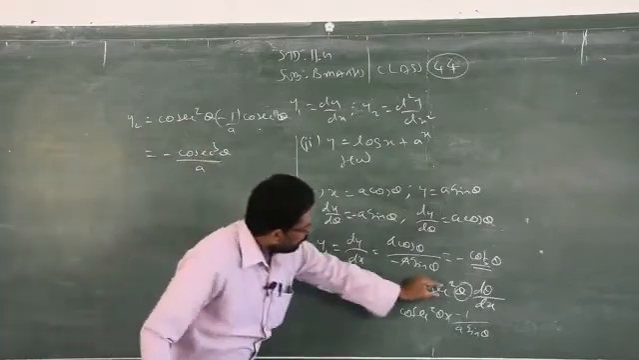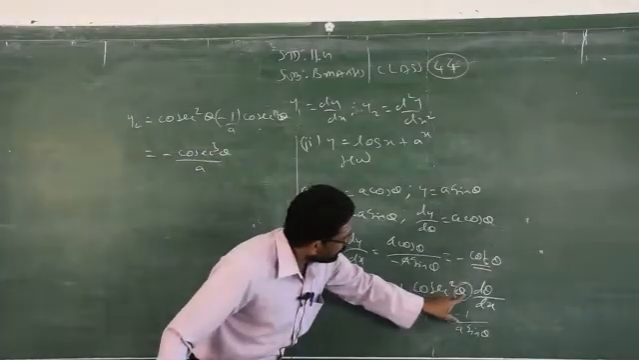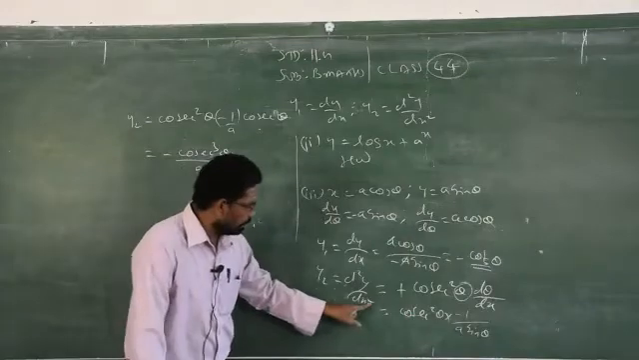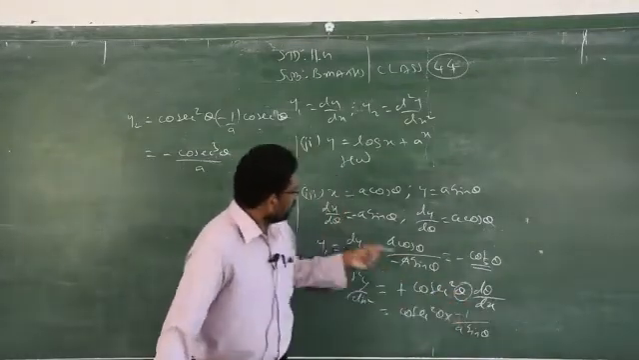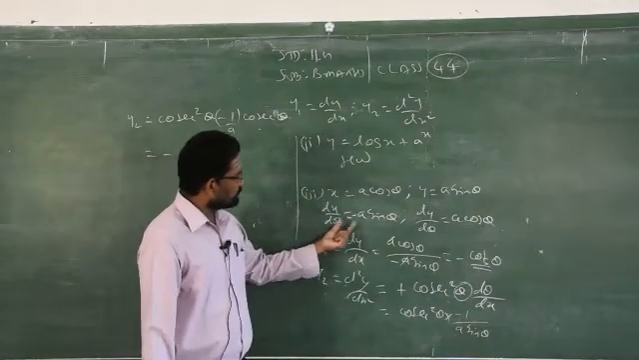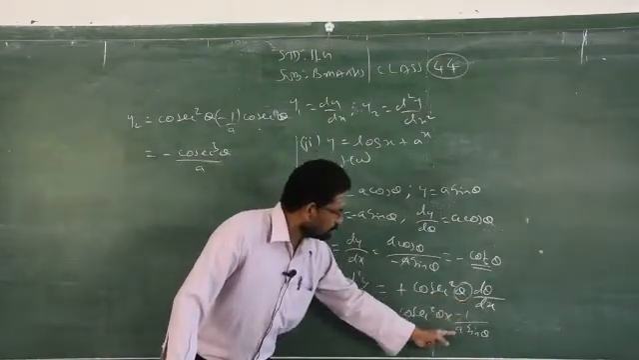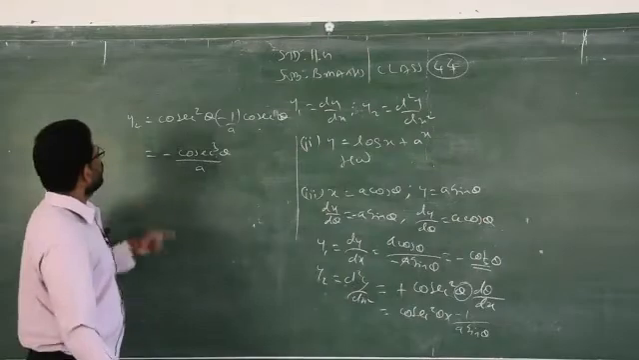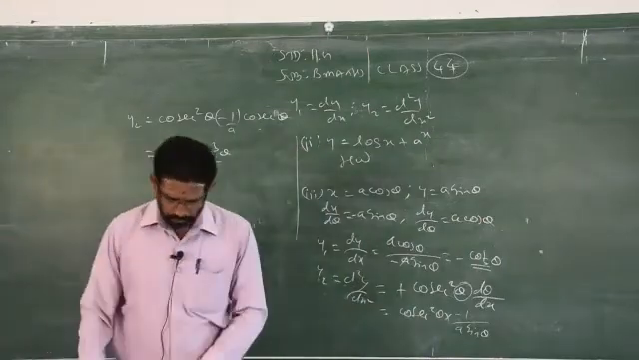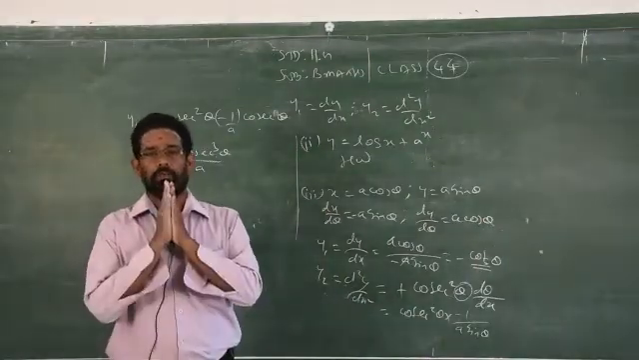Boys, be careful, you are differentiating theta with respect to the x variable. That is why I made it d theta by dx. We found dx by d theta already. Just take the reciprocal of dx by d theta and you will get d theta by dx. Just substitute and simplify, and you will get the answer. The remaining problems we will see in the next class, boys. Thank you.